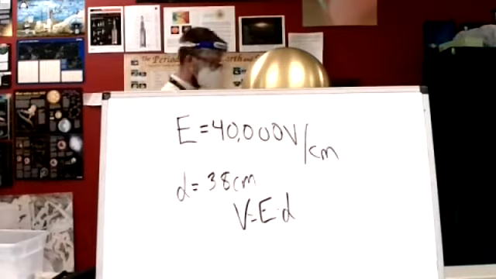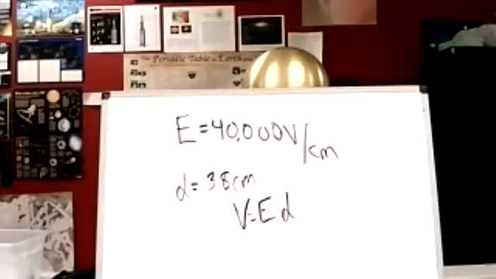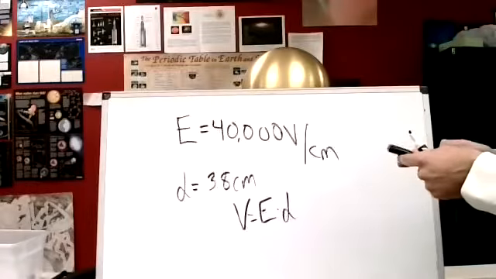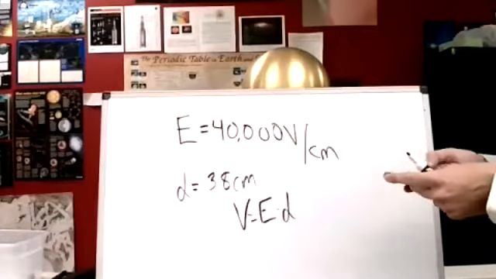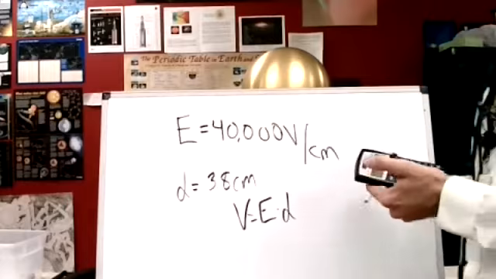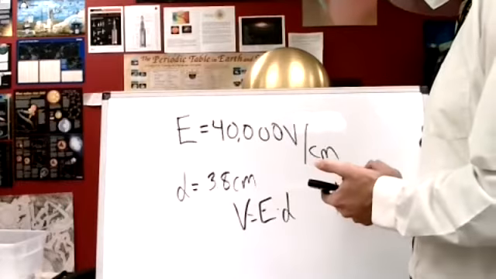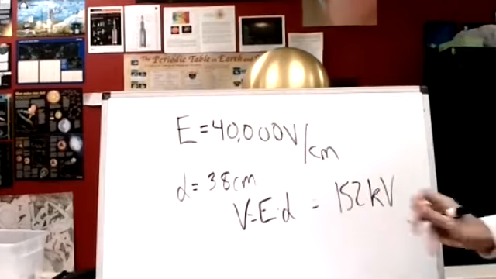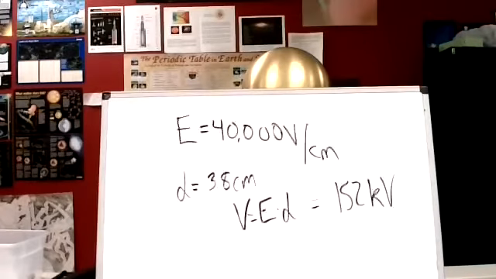What's a couple of 100,000 volts between friends? All right, 40,000 volts per centimeter. All right, 152 kilovolts. Okay. And that would be our answer to today's problem.